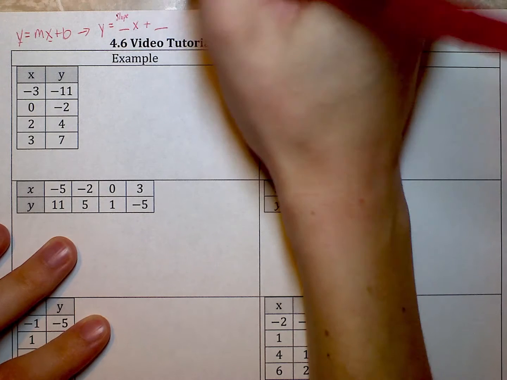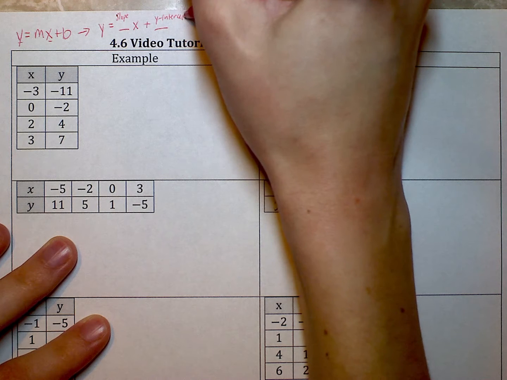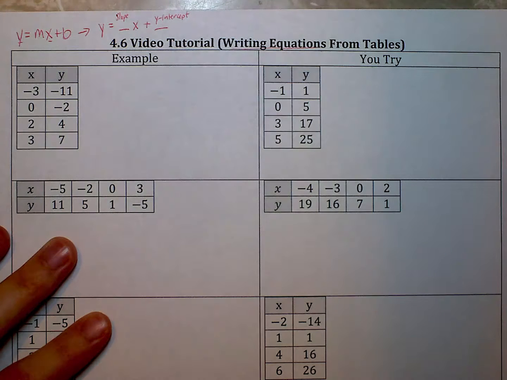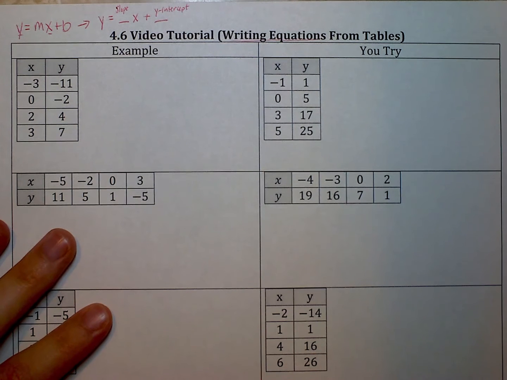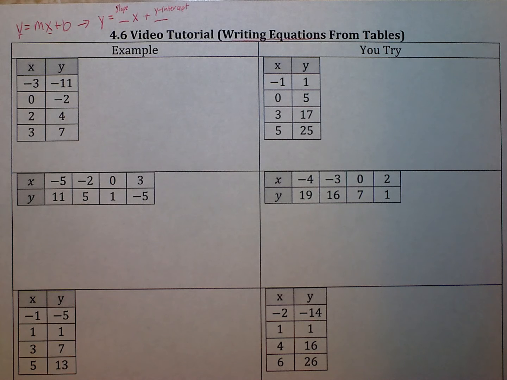So this is a good thing to write at the top of your paper because it's important to remember, even though it seems complicated, what you really need is just two pieces of information. Always two pieces of information, the slope and the y-intercept. So let's start with this first one.